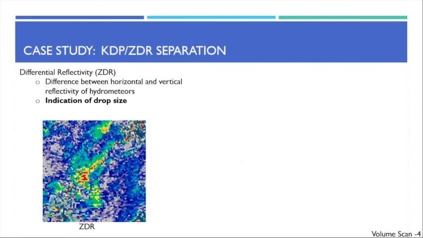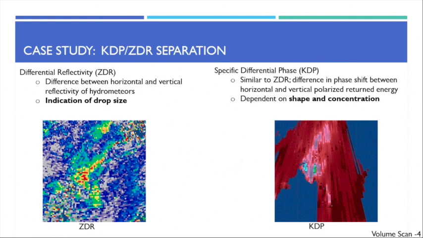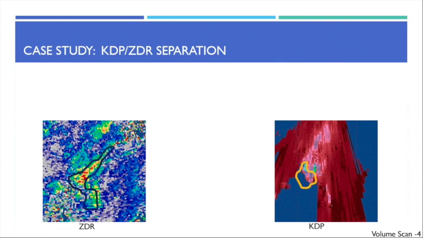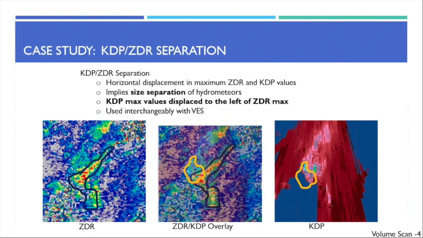The next factor is the KDP-ZDR separation, which is 2 factors combined that show you 2 different things, but when they work together, they tell you a lot. So the differential reflectivity is shown as ZDR, and that tells you about the drop size by measuring the horizontal and vertical difference in drop size, while the specific differential phase, the KDP, is similar, but it also takes into account the shape and concentration. And when you outline those parameters and overlay them on top of each other, it tells you about the size separation of the particles, which tells you about the strength of the mesocyclone you're looking at.